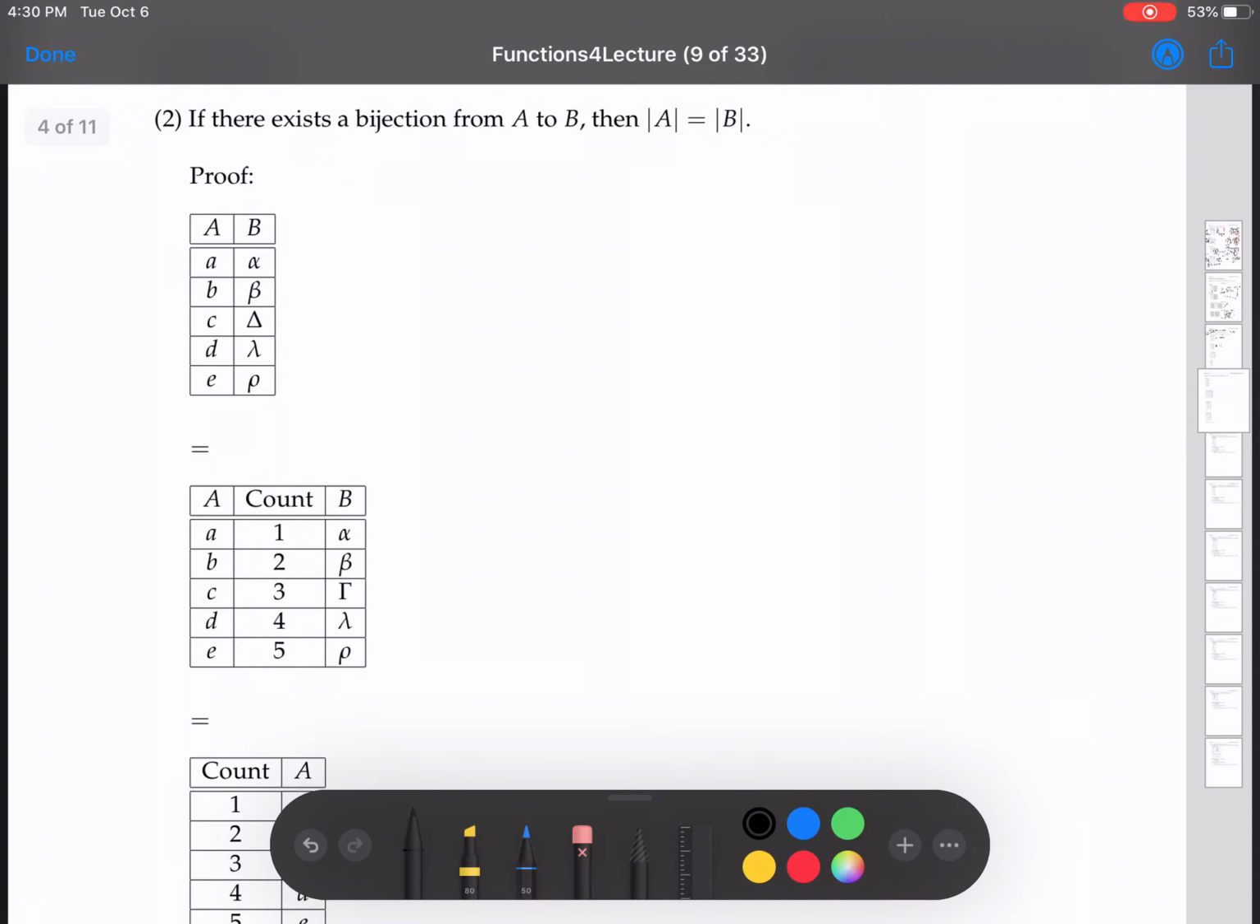We'll assume that there's a bijection from A to B. Here's our bijection. How do we know it's a bijection? All these are different. There's no D and E's, and all of these are different. That's a bijection. Well, we could put a little count column right down the center if we wanted to. I mean, it's not changing the relationship that A is related to alpha, B is related to beta, C is related to triangle, D is related to lambda, and E is related to rho. Oh man, I noticed a mistake. This thing got messed up there. That should be a triangle.